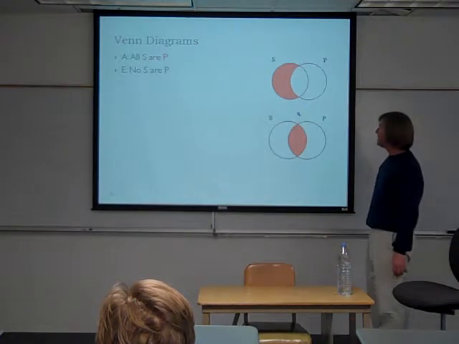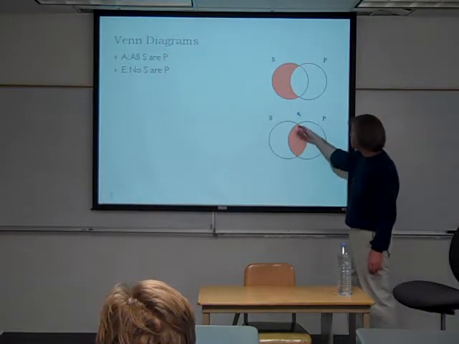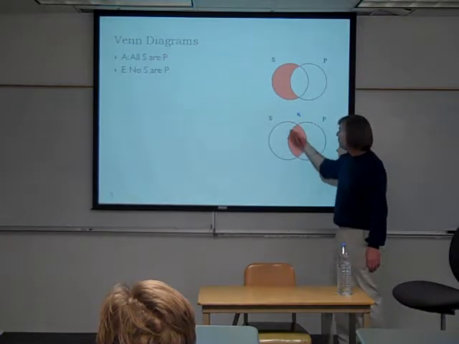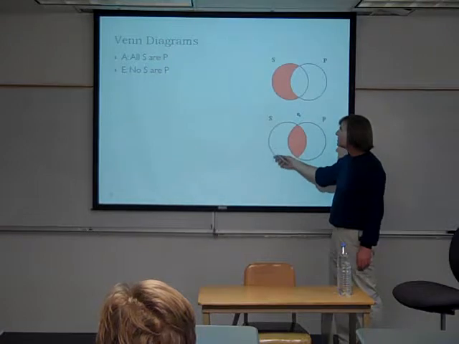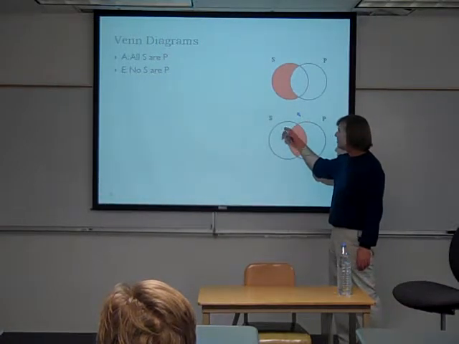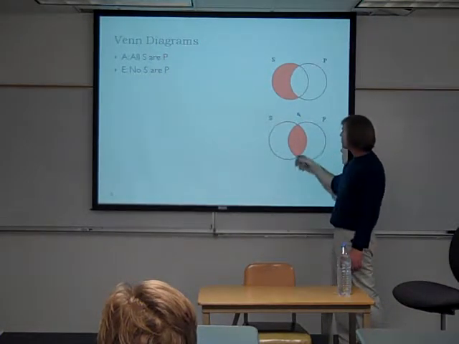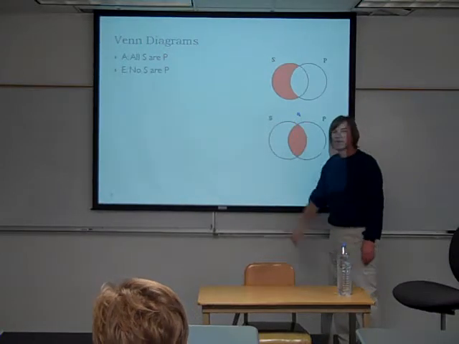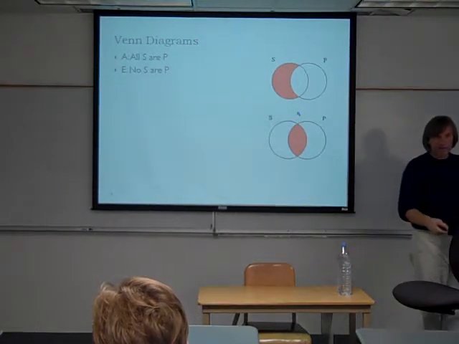How about the next one? No S are P. So there's nothing in here. But the white shows where you have objects. And so if it is an S, we know that it's not a P. So there's nothing in the S and P area. You see how that works, these Venn diagrams?